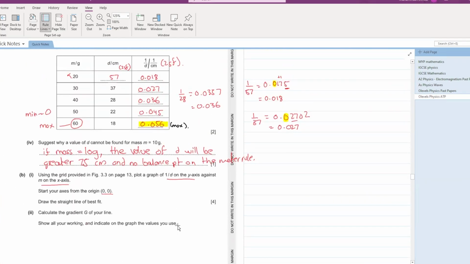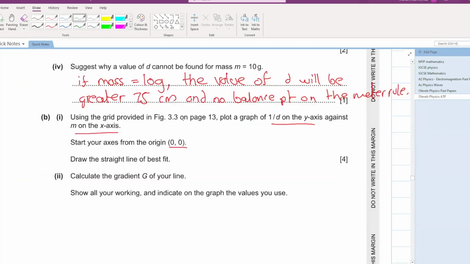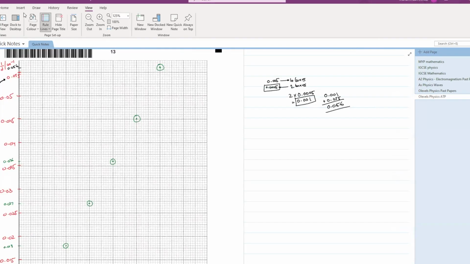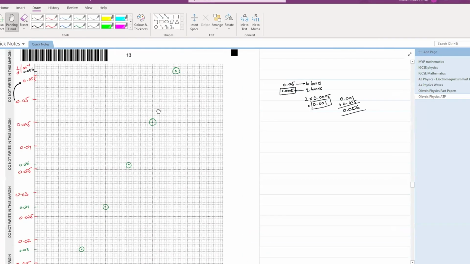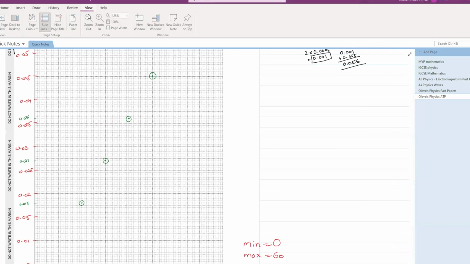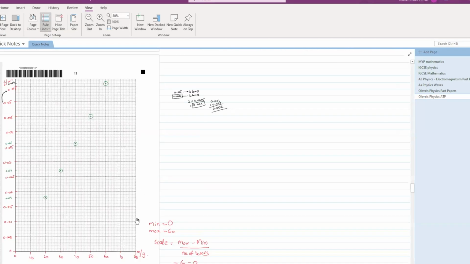Now I will speed up the video because this is just graph plotting. I will just plot these points on the graph and will show you in a bit. Okay, so I have plotted the points as you can see here. Let me zoom out a bit. Yeah, these are the points.